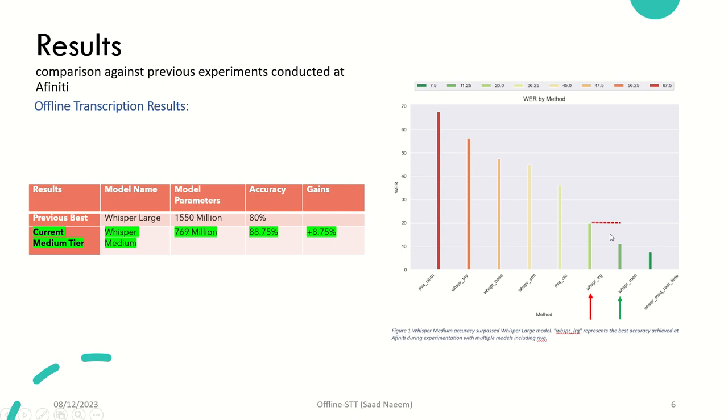As a starting point, the red line that you see here is the previous state of the art accuracy that was achieved at Affinity, and from there onwards this point that you see here is the Whisper medium model. On the x-axis you are able to see all the models that are listed, and on the y-axis is the accuracy or the word error rate. Previously the best performing model that was experimented with at Affinity was Whisper Large, which gave a word error rate of about 20%, and our Whisper medium model, which is a parallelized one as well, gives about 11% word error rate here.